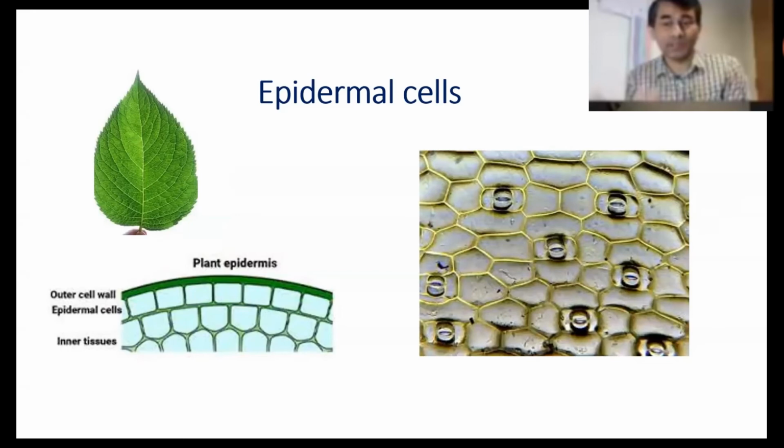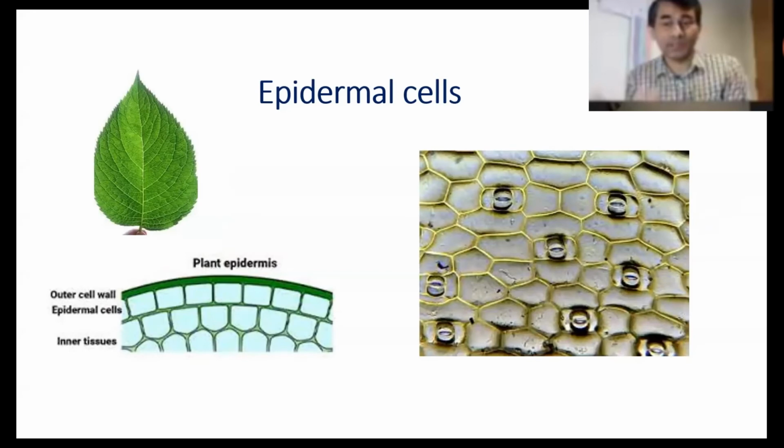And these are present on the outer surface of the plant. So they cover the outer surface of the leaves, stems, roots. They are there everywhere on the outer surface. And they have a protective role. So they protect the leaves, they protect the other parts of the plants.